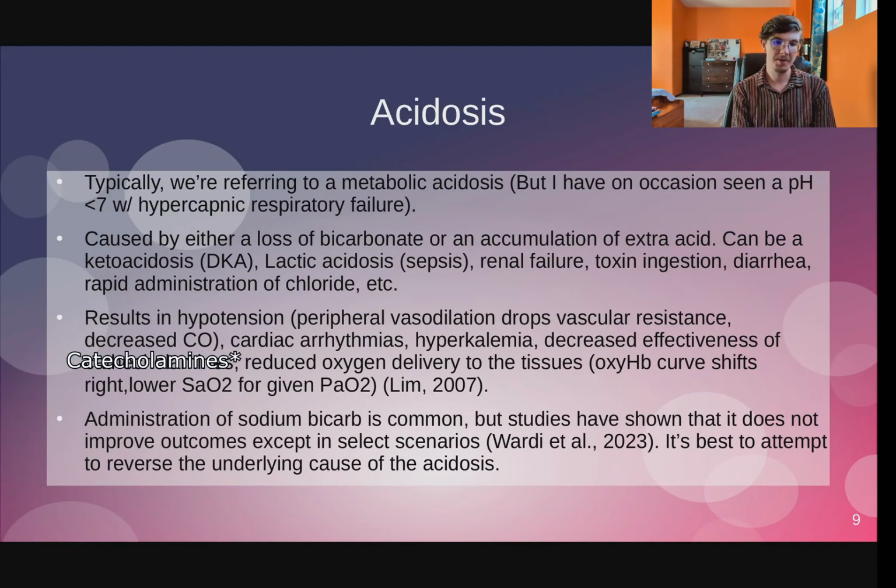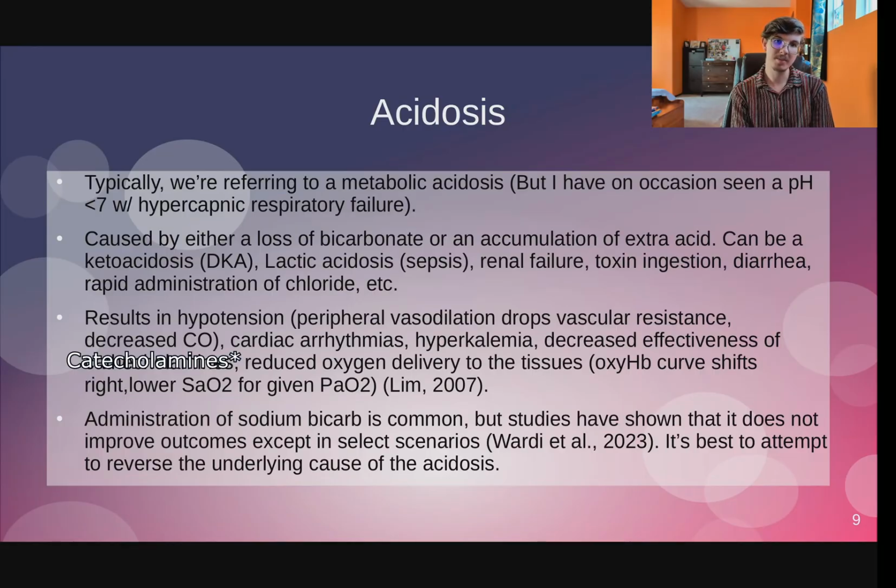Acidosis. So with this, we're typically talking about metabolic acidosis. As a personal aside, I have seen some patients with a pH that's very, very low with hypercapnic respiratory failure, but a lot of the times if we're talking about a life-threatening acidosis, it's usually metabolic. Now, this can be caused by either a loss of bicarbonate or an accumulation of extra acid. This can be a ketoacidosis, such as DKA, with the buildup of ketone bodies, lactic acidosis, such as you see in sepsis, renal failure, toxin ingestion, diarrhea, rapid administration of fluids containing chloride, and many other things.